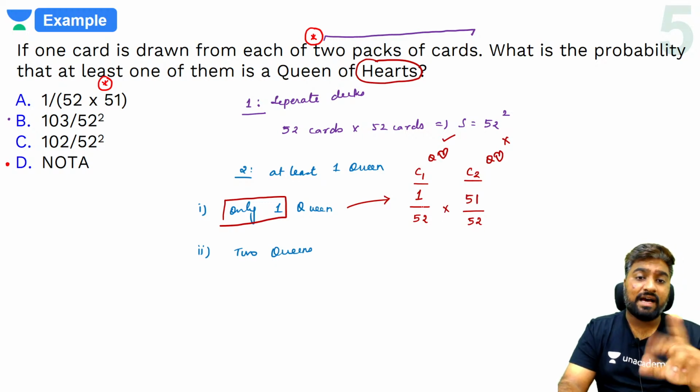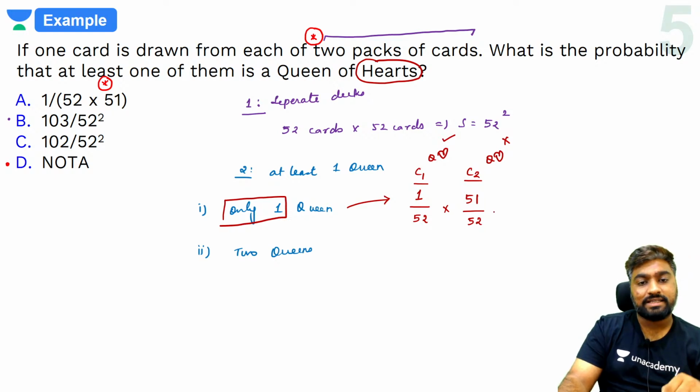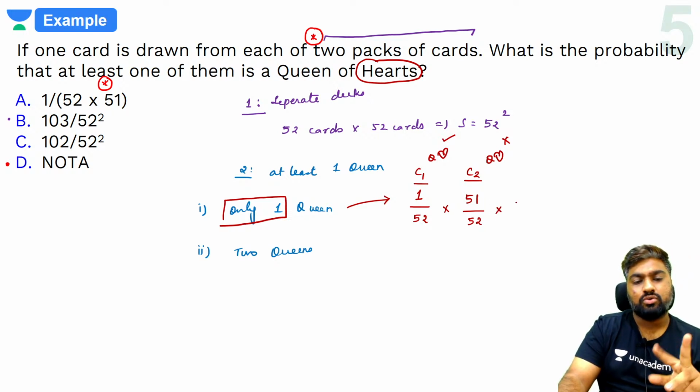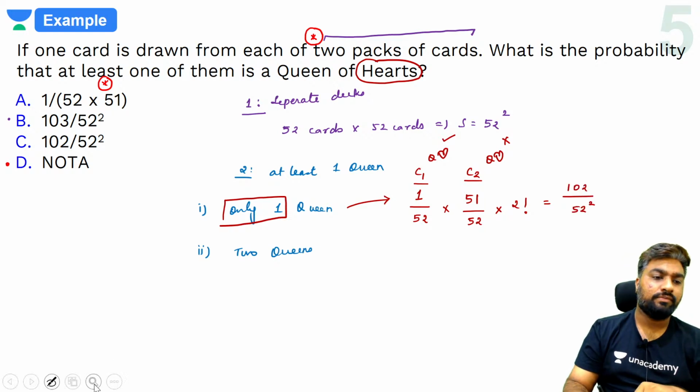Now here we have arrangement because order is not given. First card can be Queen of Hearts or second card can be Queen of Hearts. So two cards can arrange themselves in 2 factorial ways, correct? So how much is this? This becomes 51 into 2, 102 by 52 square. Let's keep it like that for now.